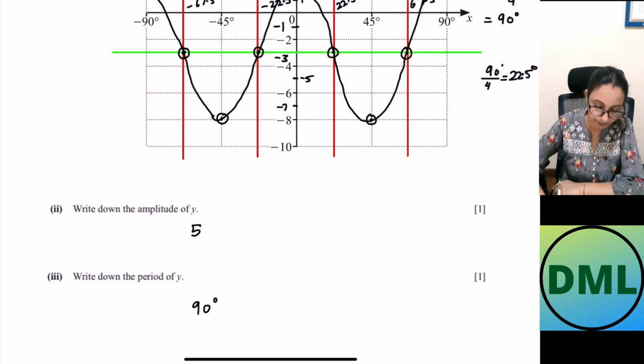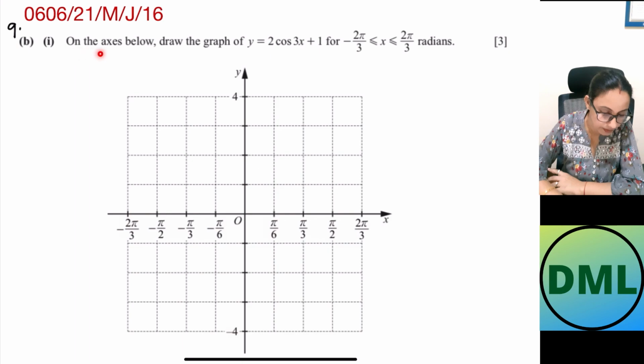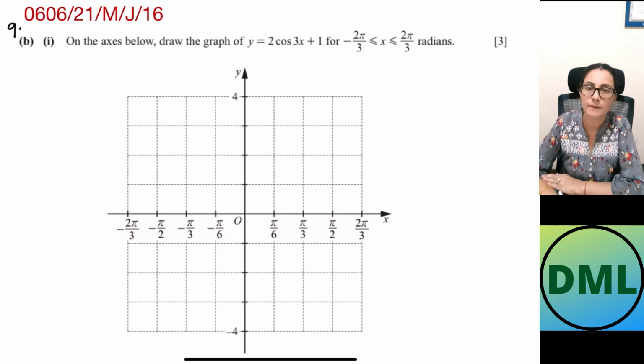Let's see one more example. On the axis below, draw the graph of y equals 2 cos 3x plus 1 for x greater than or equal to minus 2 pi by 3 and less than or equal to 2 pi by 3 radians. They have given us the chart here. I need to plot this graph. To plot this graph, I need my amplitude, axis and the period.